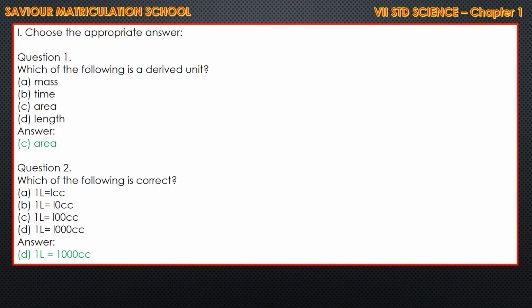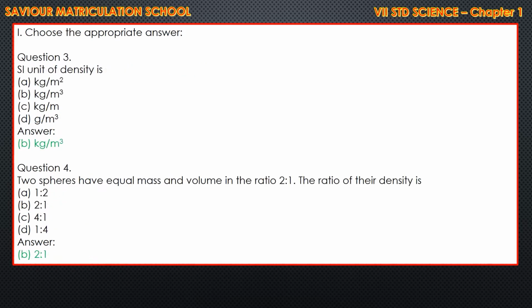Question 2. Which of the following is correct? That is, 1 liter is equal to 1 cubic centimeter, 1 liter is equal to 10 cubic centimeter, 1 liter is equal to 100 cubic centimeter, and 1 liter is equal to 1000 cubic centimeter. The correct answer is D, 1 liter is equal to 1000 cubic centimeter, children.